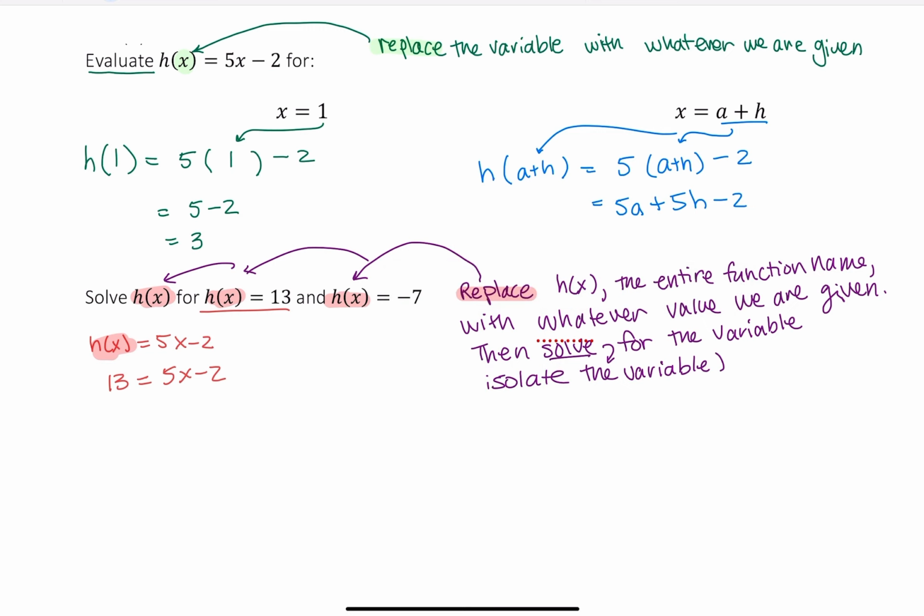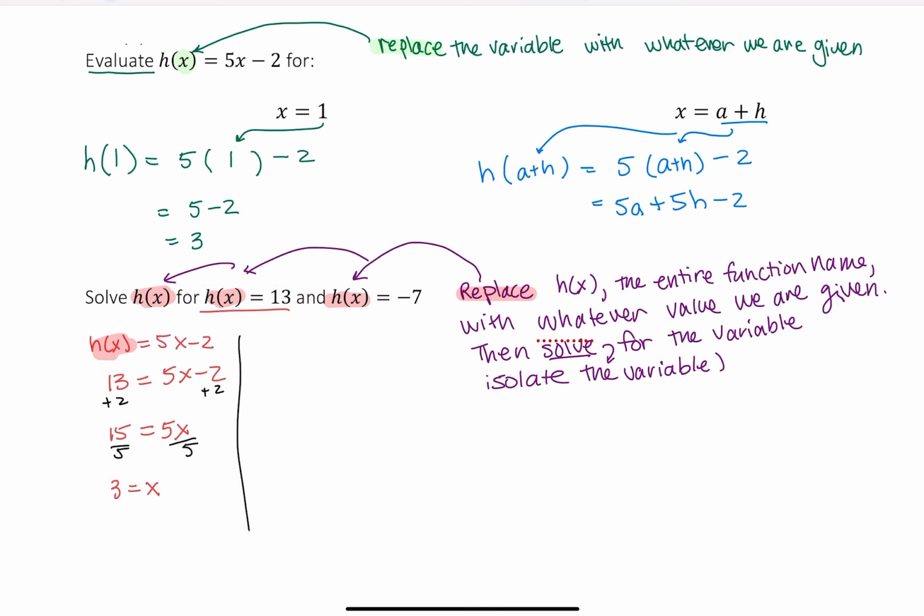Okay, so let's go ahead and solve this. I'm going to go ahead and add 2 to both sides. 13 plus 2 is 15, so I have 15 equals 5x. Negative 2 plus 2 is just 0, so I'm leaving that off. Next, I'm going to go ahead and divide both sides by 5. And on the left, I end up with 3. On the right, I end up with x. So that means we've solved this. If we're given h of x equals 13, that means x equals 3.